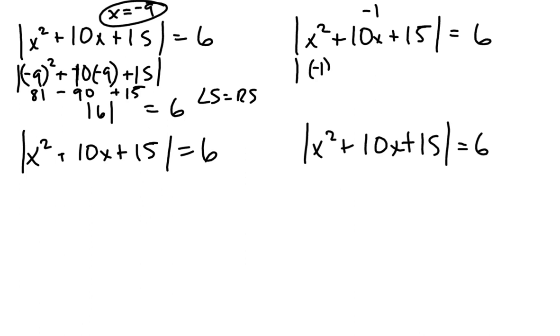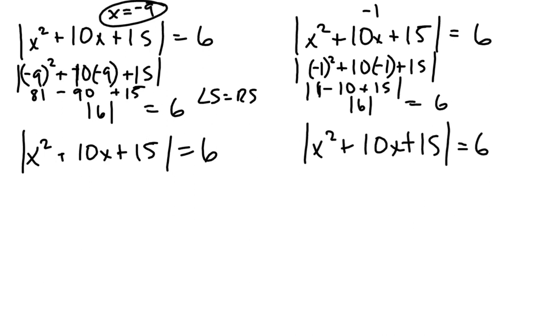Next answer we had was negative 1 potentially. So negative 1 squared plus 10 times negative 1 plus 15, all in absolute value. 1 minus 10 plus 15. Combine all that up, and what do we get? We get the absolute value of 6, which equals 6. Left side equals right side. We have a second correct answer.